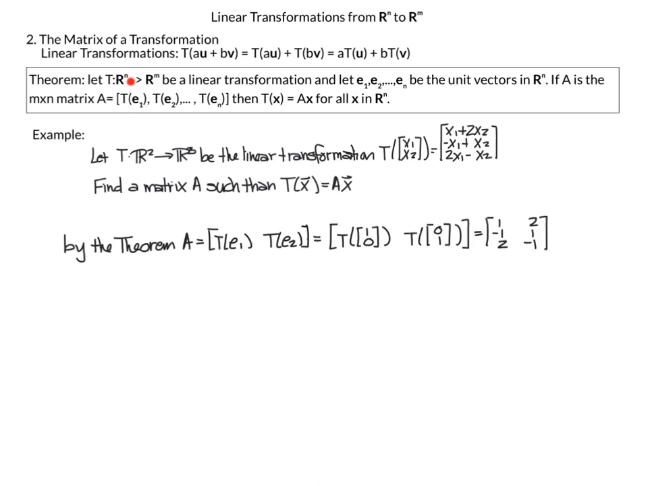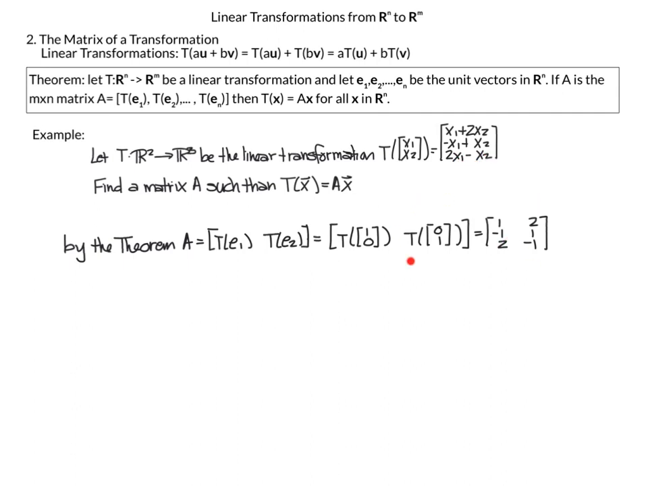From our theorem, we just need to find the transformation of our basis vectors. For R2, our basis vectors are (1, 0) and (0, 1). So we need to find the transformation on (1, 0) and the transformation on (0, 1). So we plug in (1, 0) into here, and we get 1 plus 2 times 0, which is just 1. We plug in (1, 0) here, so we get negative 1 plus 0, which is just negative 1. We plug in (1, 0) here, and we get 2 minus 0, which is just 2.